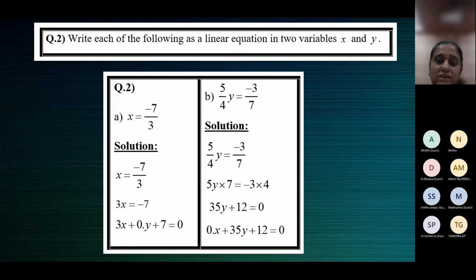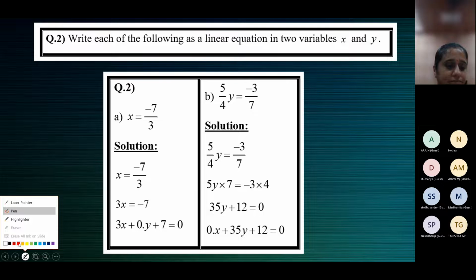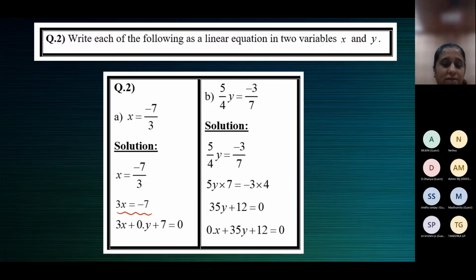This one also, children. Write each of the following as a linear equation in two variables x and y. Simply cross multiply, as you have to write them as a linear equation in two variables x and y. So first cross multiply. You get 3x is equal to minus 7.